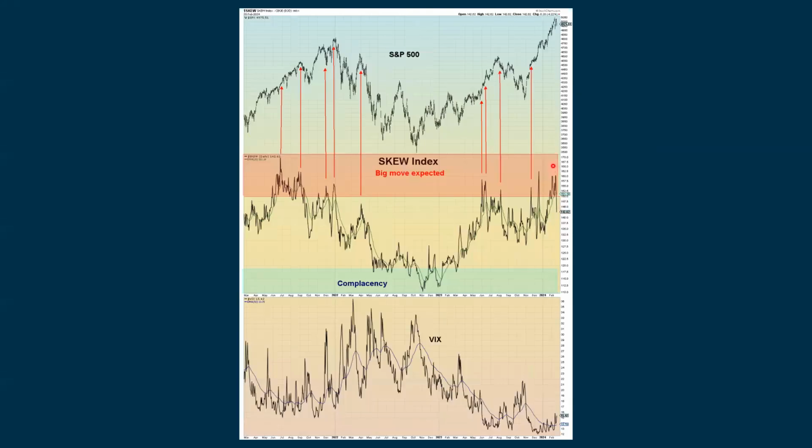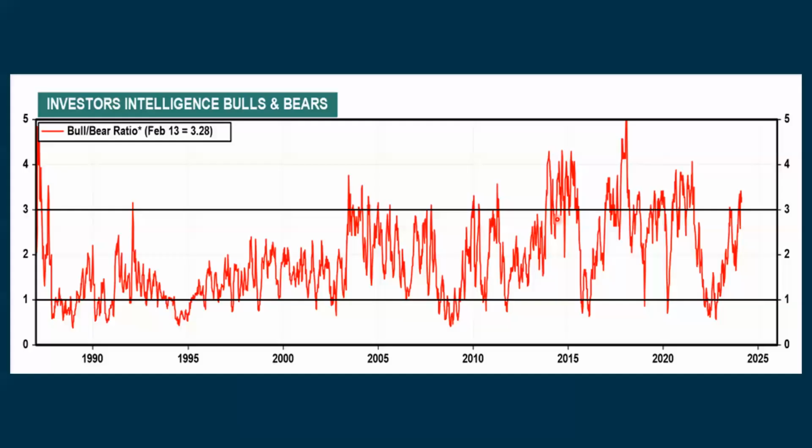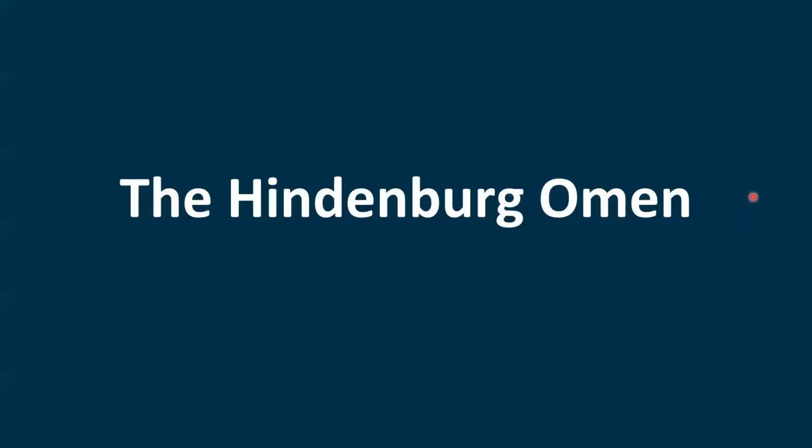The SKEW index has dropped out of this red area. So the market had been anticipating some kind of a big move. We did get a move down in Tuesday's session, so that might be what the market has been anticipating. And this will be updated here pretty soon. This is almost a week old now. This is Investors Intelligence showing that sentiment is still extremely positive. Once this gets updated, we'll get the new reading for this.